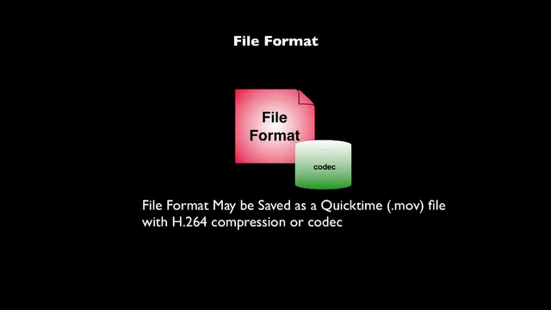So if you think about it, the file format may be saved as a QuickTime file, right? So it might have a .mov extension, but it's going to be encoded with H.264 compression. So at a high level, that's basically what this is all about. So you're going to decide, obviously, what type of file format you want to save it as, and then the different type of codec. And I'm going to show you that here in a minute.